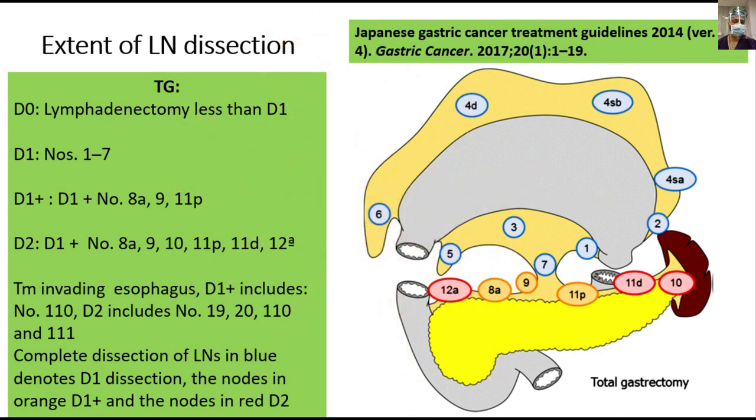In this picture, which I have taken from the Japanese gastric cancer treatment guidelines, for a tumor invading the esophagus D1 plus will include 110 and D2 will include 19, 20, 110, 111. The complete dissection of lymph nodes in blue color denotes D1, that is 1 to 7. Nodes in orange will be D1 plus, and if we remove all the nodes including blue, orange and red, that will be D2 for the total gastrectomy. So for D2 gastrectomy, we will remove lymph node stations from 1 to 12.